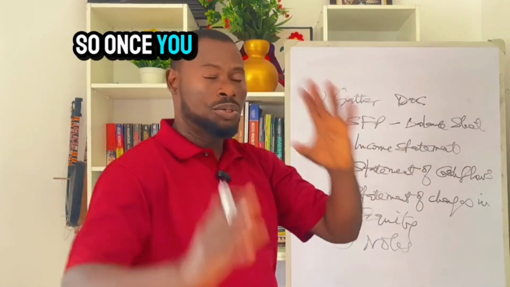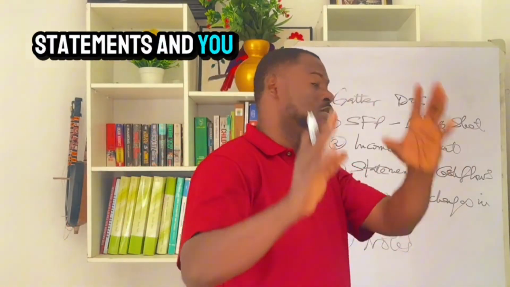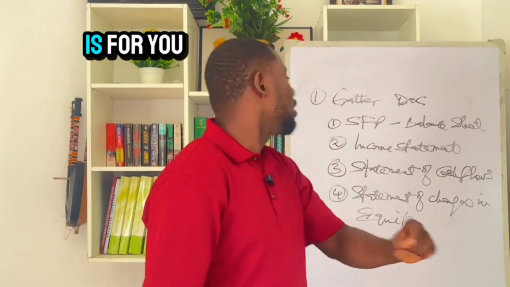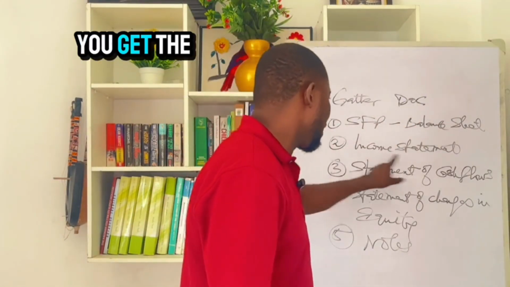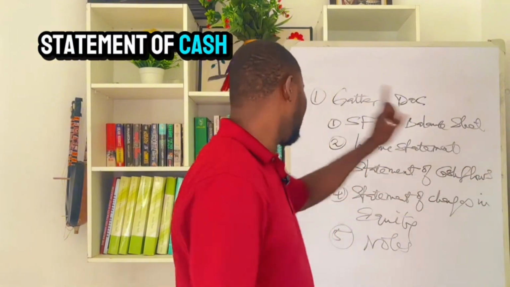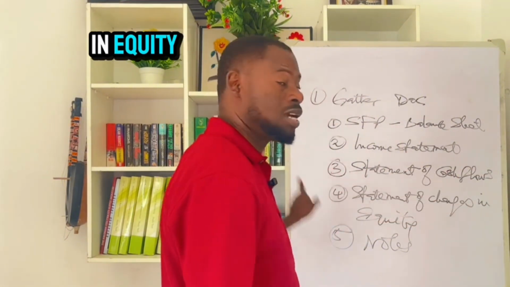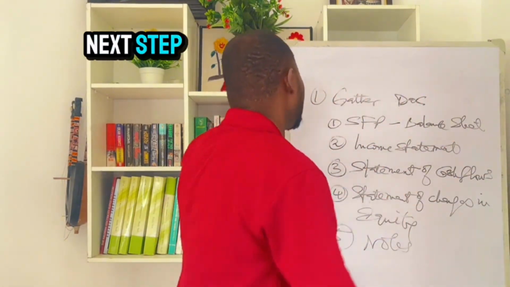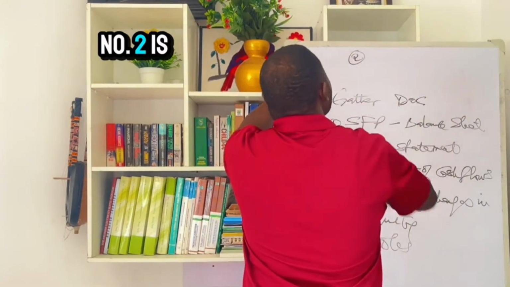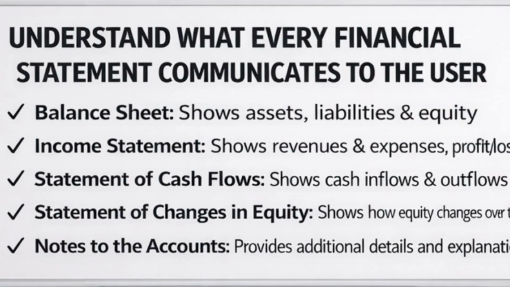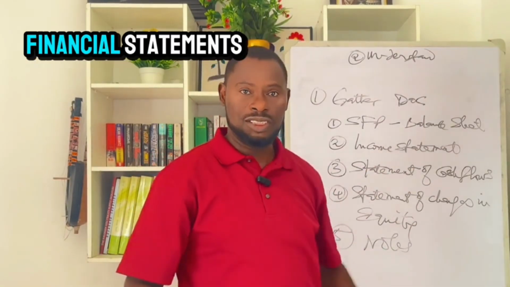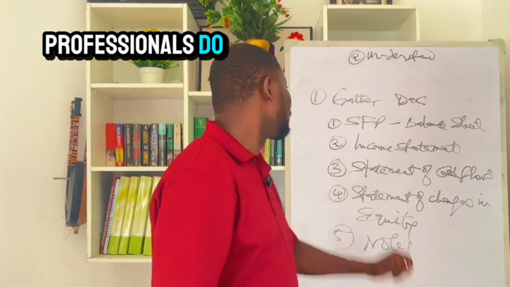So once you get the financial statements and you want to analyze, the first step is for you to gather the documents. You get the SFP, you get the income statement, you get the statement of cash flows, you get the statement of changes in equity, and you get the notes. The next step, which I'll call number 2, is to understand what they do. What are you looking for in all of these financial statements? This is what professionals do.